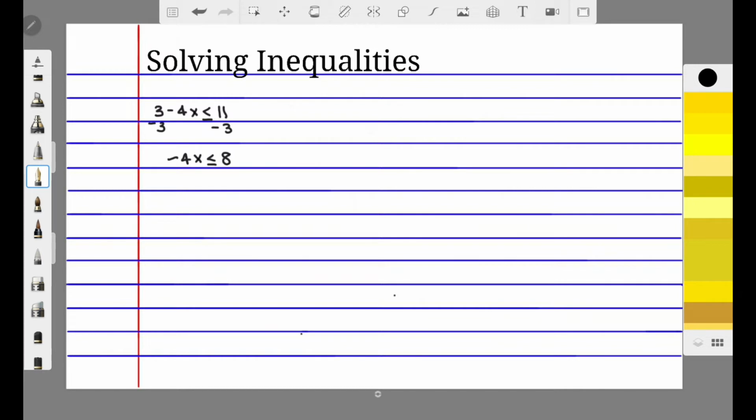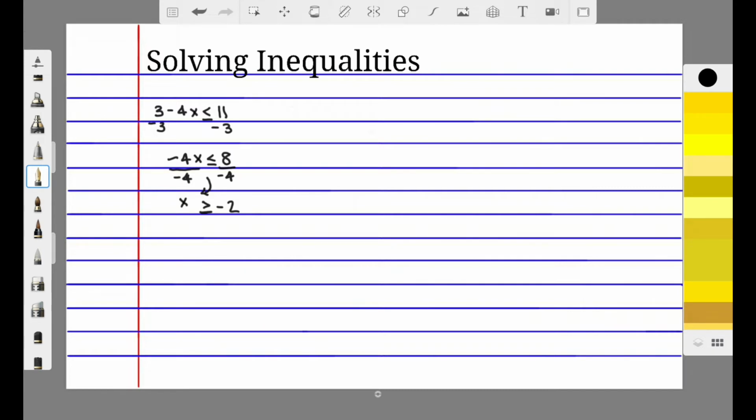Now, whenever we end up with a negative coefficient here, we're going to divide it by negative 4, correct? However, when you divide or multiply an inequality by a negative value, the inequality will flip. So, you'll actually get x is greater than or equal to negative 2.